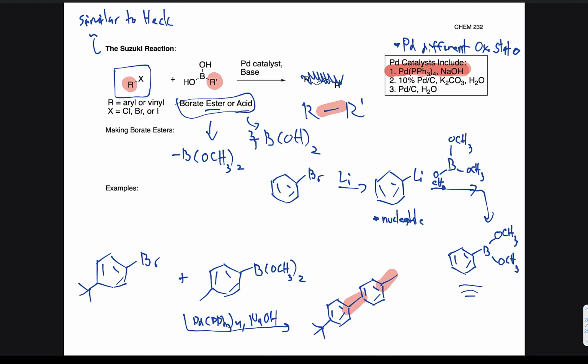So the methyl group hasn't changed. I'm just showing the differences in how they're connected. But again, we're generating this new carbon-carbon bond from these two species here. And even though I'm writing aryl or vinyl, we could also actually do these with alkyl species as well.